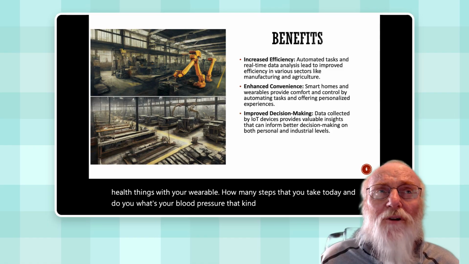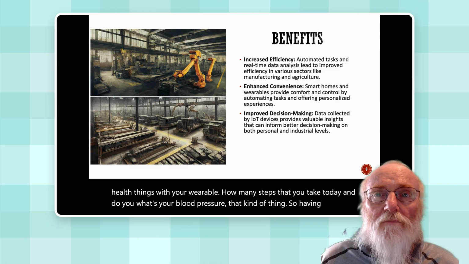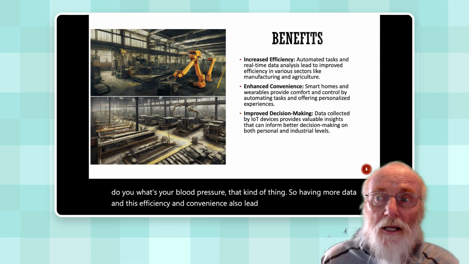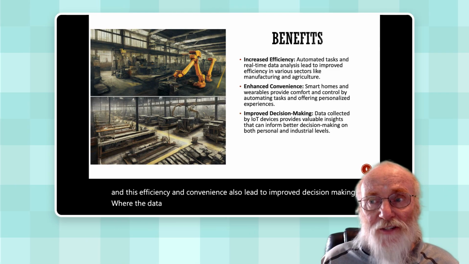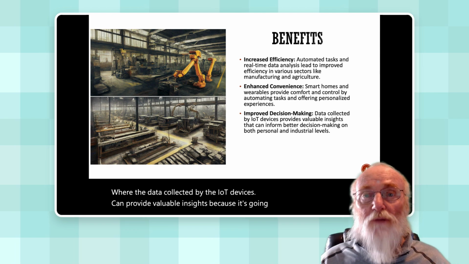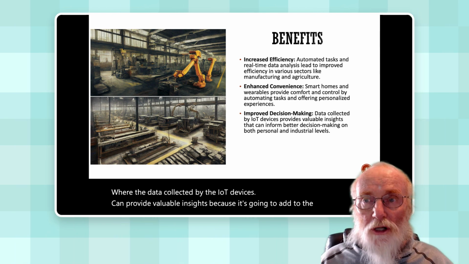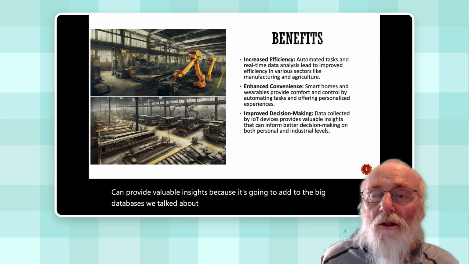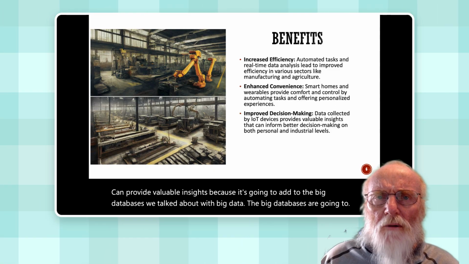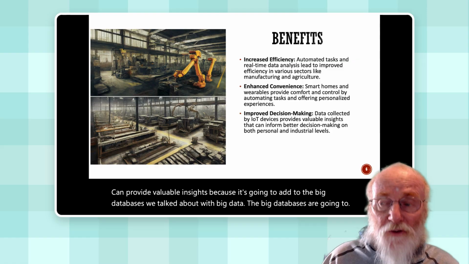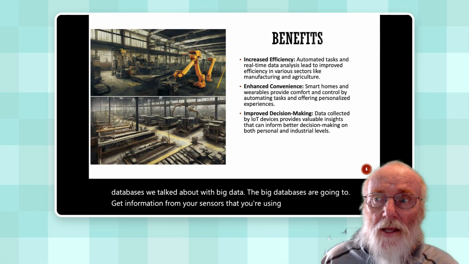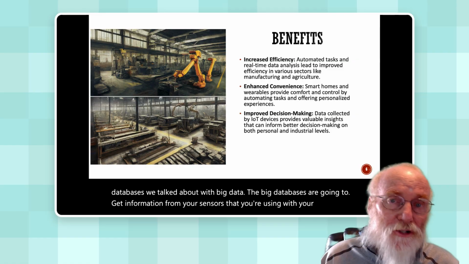So having more data and this efficiency and convenience also lead to improved decision making, where the data collected by the IoT devices can provide valuable insights, because it's going to add to the big databases we talked about with big data. The big databases are going to get information from your sensors that you're using with your IoT. Okay. And this will help make better decisions because you have more data.